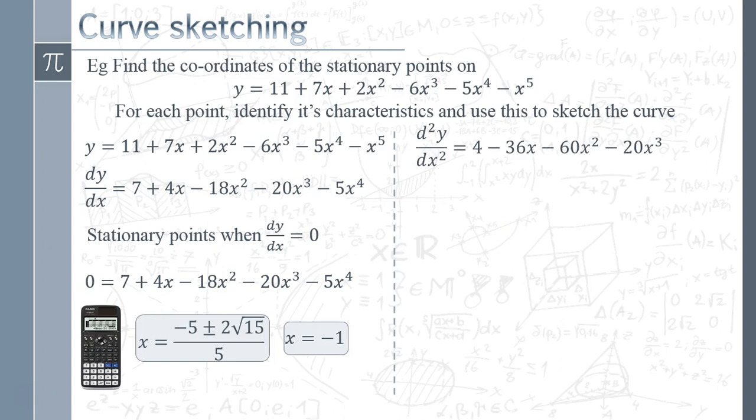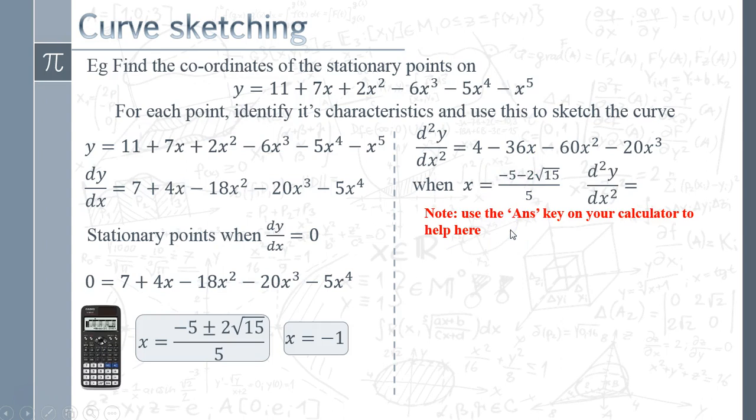There's the second derivative. What we're doing is taking our dy/dx and differentiating it a second time. Now we're going to take our values for x and put them into this expression. Obviously, our first root is a bit of a shocker, so we're going to put that value in. You're far better off using the ANS key on your calculator rather than having to keep retyping in (-5 - 2√15)/5.